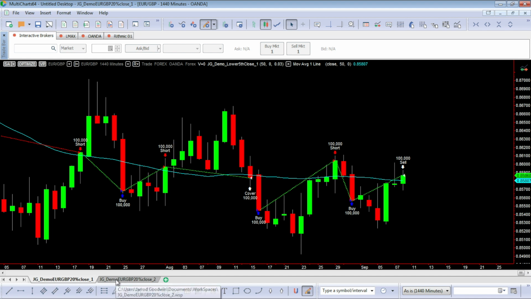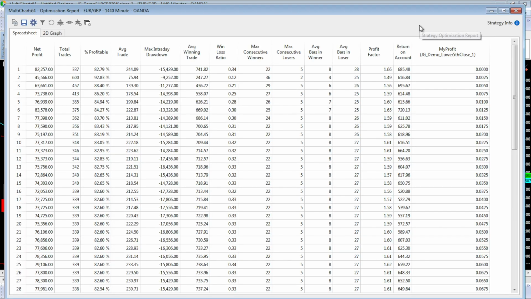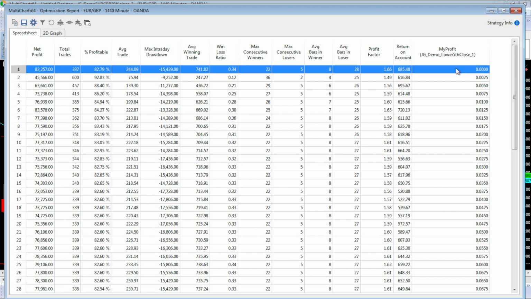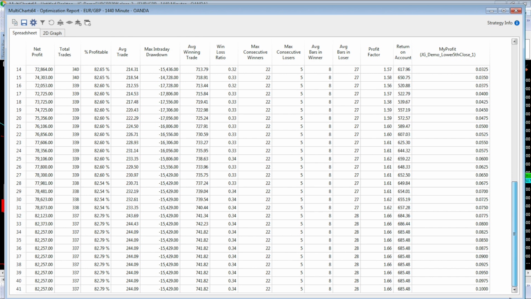In the next workspace, what we're going to look at is the profit target. So let's look at the optimization. I've run an optimization on this input called my profit from 0, and you can see that we've got that 82,000. This is using a 300 pip stop loss, gone from 0 right the way through to 1,000 pips, and I've gone in increments of 25 pips.